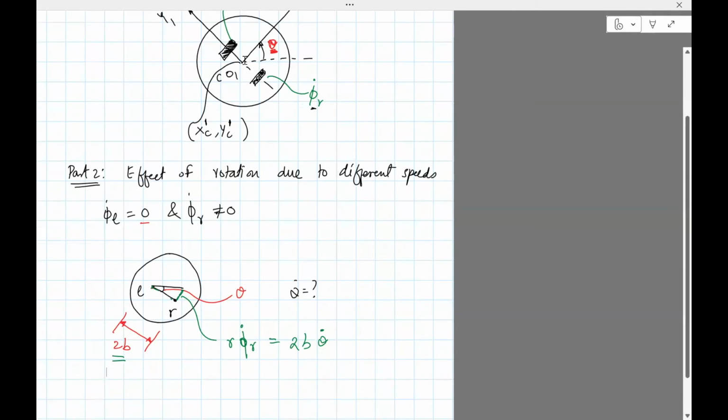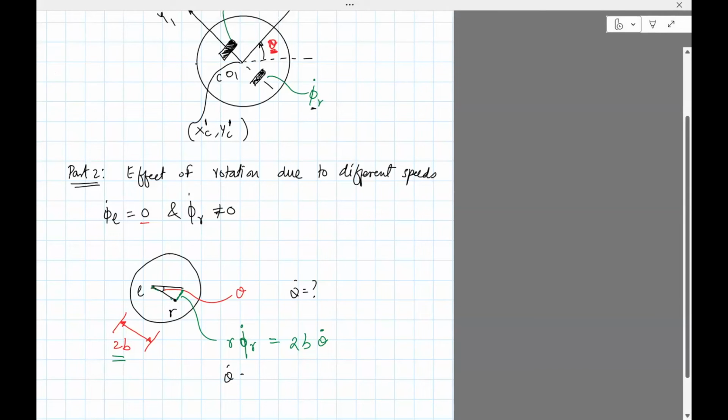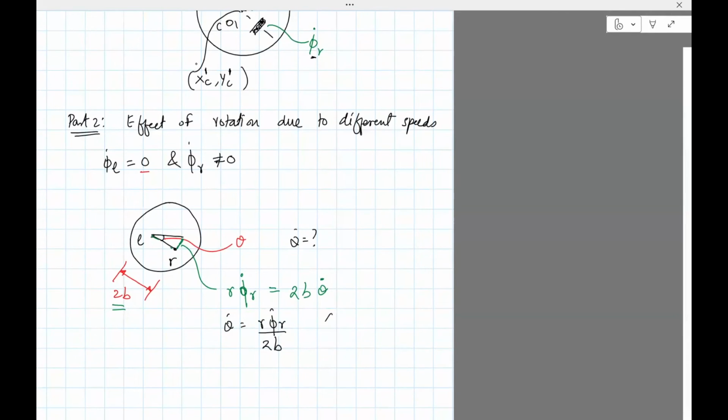So we can write a formula for theta dot as r times phi dot r divided by 2b. But remember, the way I've shown it, it is counterclockwise.